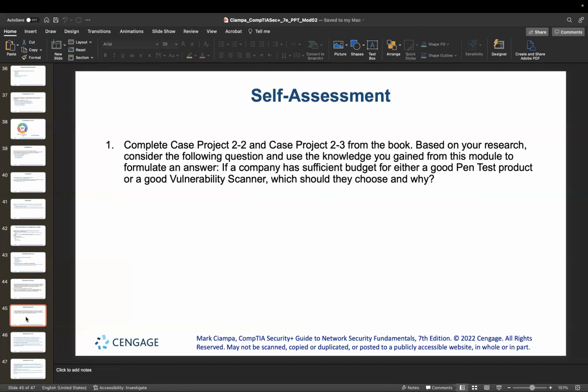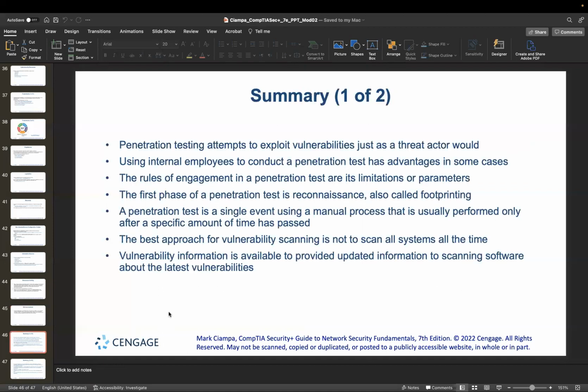Any questions so far, guys? There is a self-assessment that you can do if you have access to the book. I'm not going to go over it as part of this lecture, but let's go to the summary and see what we did in this lecture.